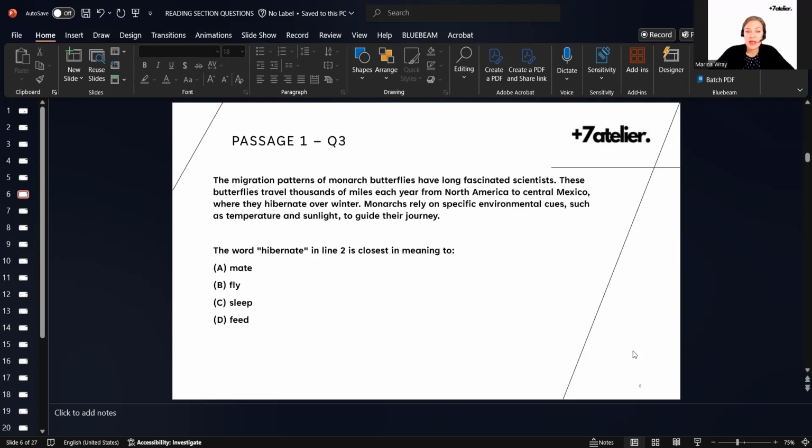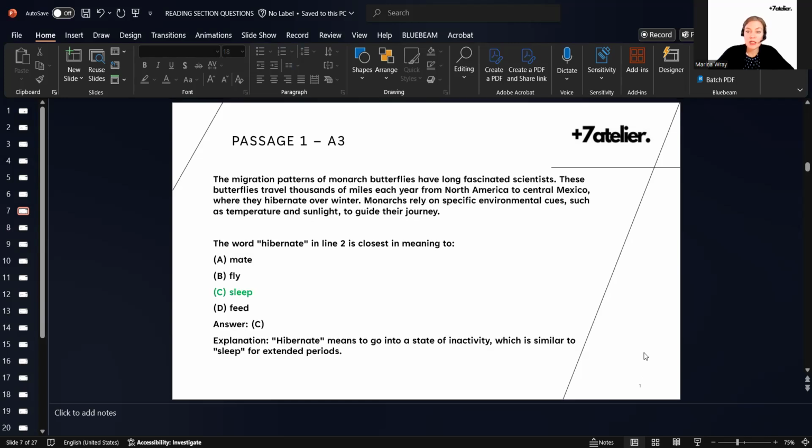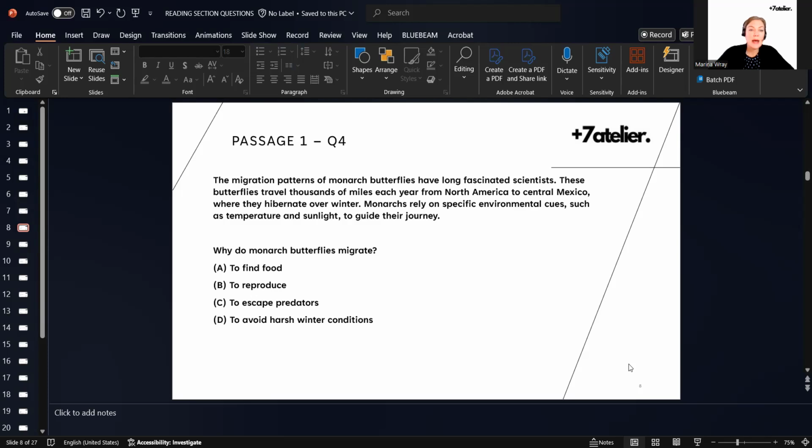The word hibernate in line 2 is closest in meaning to A, mate, B, fly, C, sleep, or D, feed. So here you're asked to actually know the synonym of the word. And the closest from all these 4 verbs is to sleep. So hibernate means to go into a state of inactivity, which is similar to sleeping for extended periods. And that's our answer C. Let's go to the next question.